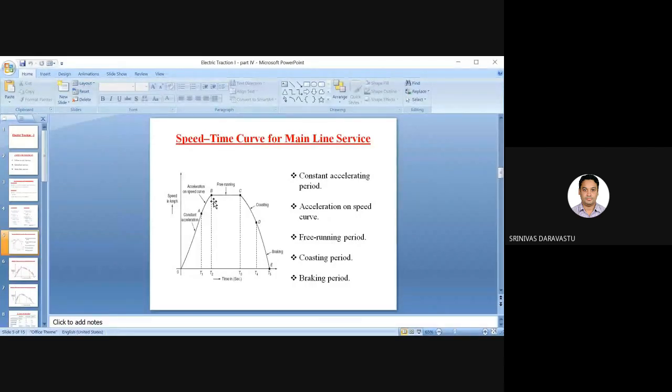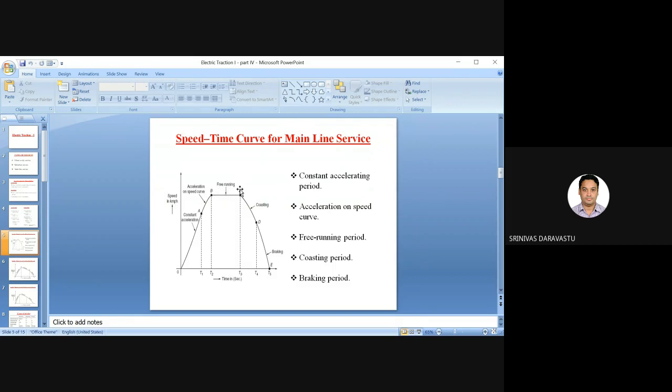And next one is the free running period, B to C or T2 to T3. What is the free running period? At the end of the acceleration on speed curve, at T2, the train attains the maximum speed. During this period, the train runs at the constant speed attained at T2, and constant power is drawn. Therefore, it is a constant line. In this period, the train runs at a constant speed. That's why it's called the free running period.